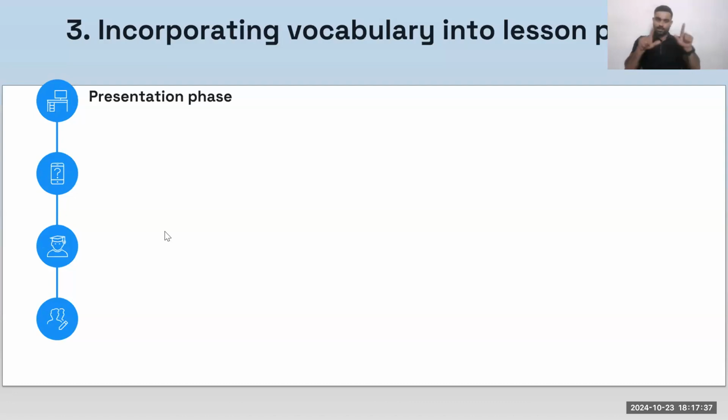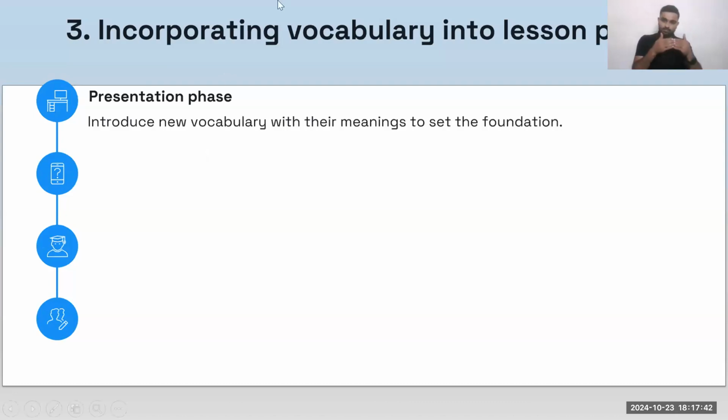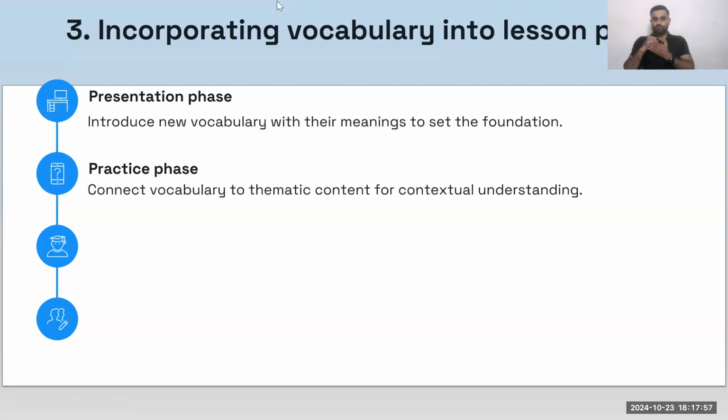Yes, the presentation phase. What do we understand by the presentation phase? In this, we introduce the new set of words, or we pre-teach the vocabulary that we are going to encounter in the given context or chapter. So that is introducing new vocabulary with the meanings to set the foundation for the learners. Next, we have the practice phase. Under this, we connect the pre-taught vocabulary to thematic content for contextual understanding. It means in the first step, we have pre-taught them a certain list of words, and then in the second phase, the practice phase, we connect the pre-taught vocabulary with the thematic content.